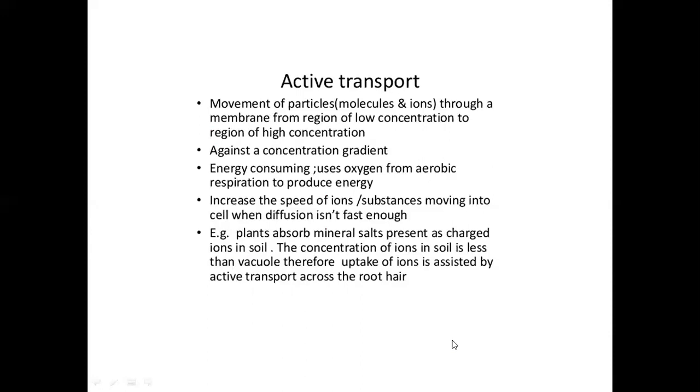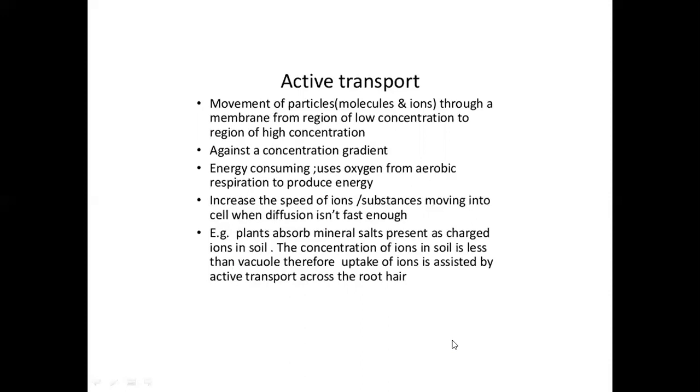No energy is required in the case of diffusion and in the case of osmosis for the particles to move from a high concentration region to a low concentration region. But over here, since the particles have to move from a low concentration region to a high concentration region, energy is required and that energy is supplied by the respiration of living cells.